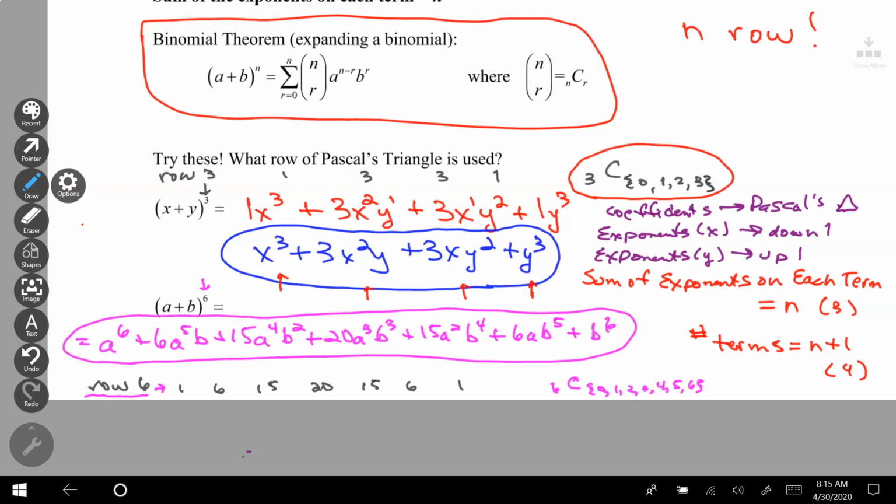I should have 7 terms there, and I do. The sum of the exponents of each term better be 6. 6, 5 plus 1, 6, 4 plus 2, 6, 3 plus 3, 6, so on and so forth. That's how this works.